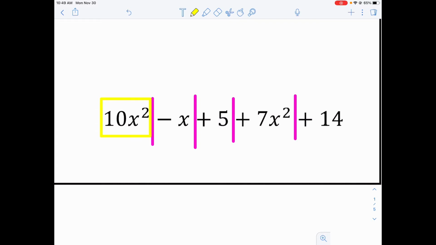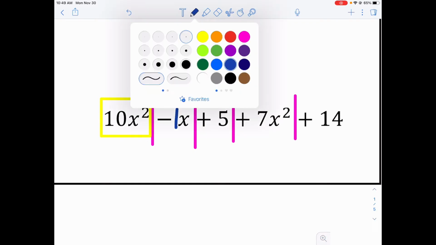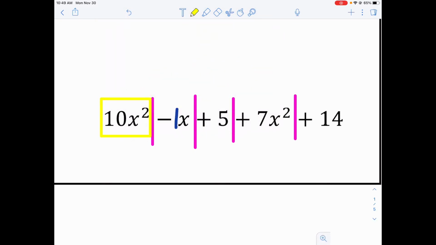So our first term after that is a negative x. And remember, that's like having a negative 1x there. They do have the same variable, but that variable does not have the same exponent, so it is not a like term. I'm not going to put a box around it. Plus 5 doesn't have a variable at all, so it's not a like term.